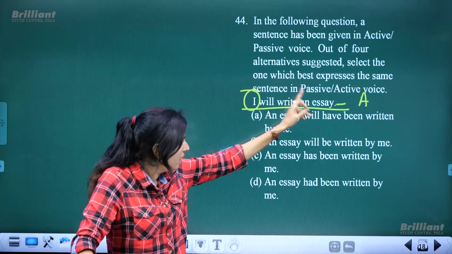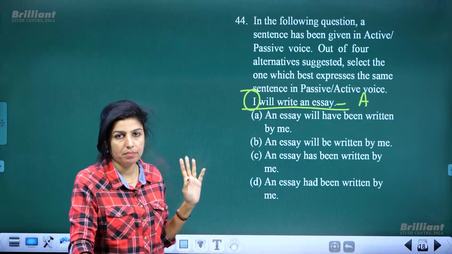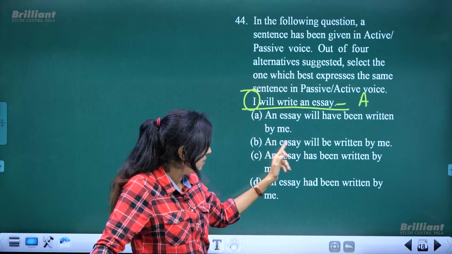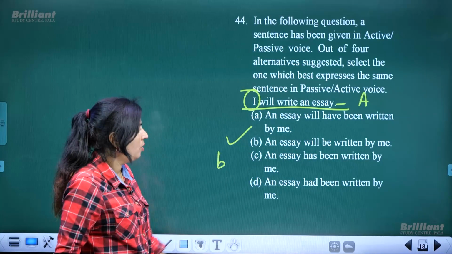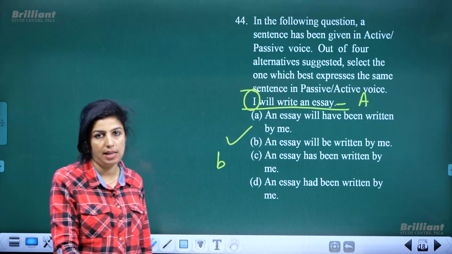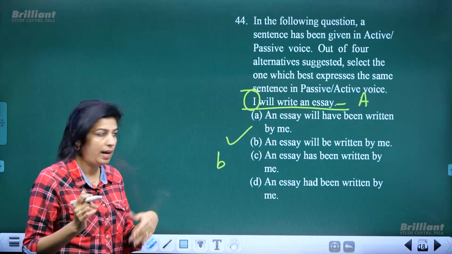"An essay will be written by me." Not "will have been." "An essay will be written by me." Option number B. Not "has been" or "had been," but "will be." You cannot change the tense when you convert active to passive or passive to active.